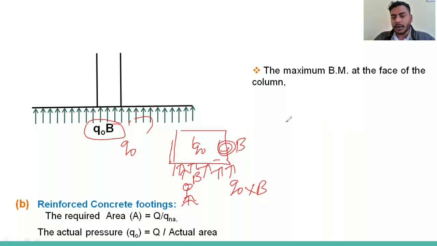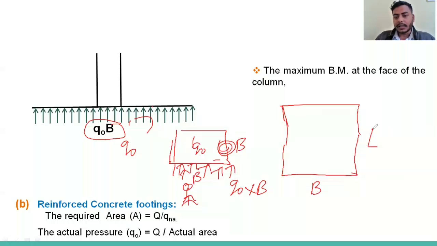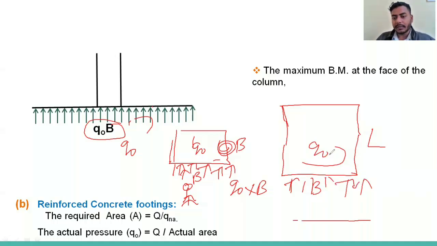Suppose this is the case of a rectangular footing. Here in this question I mentioned a square footing, but suppose this is a rectangular footing. This side is B, this side is L, right? And Q naught pressure is developed. So what will the UDL be? I'm saying Q naught into L, whatever the length perpendicular to this figure, perpendicular to this plane.